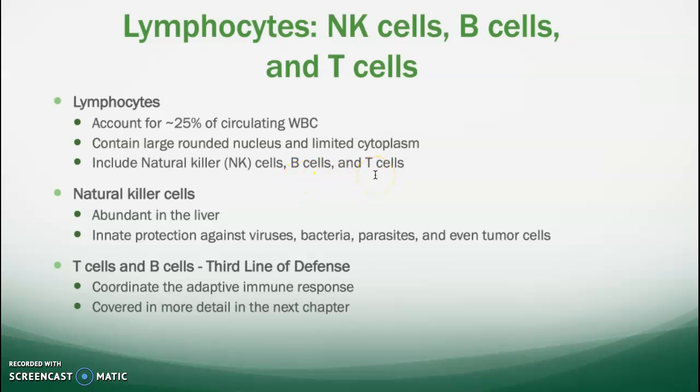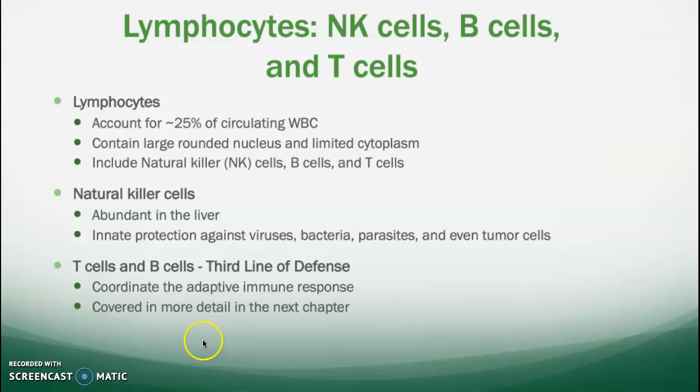These will come into play in chapter 12, really, especially the T and B cells as that third line of defense or the adaptive immune response. Natural killer cells we find a large amount in our liver, and they are part of the innate protection against viruses, bacteria, parasites, and even tumor cells. The T and B cells fall into that adaptive immunity. They're part of our third line of defense, and we'll talk a lot about them in the next chapter.